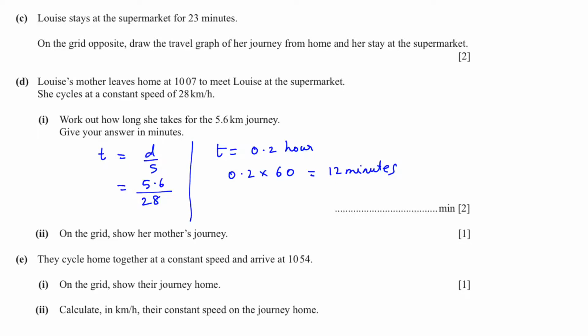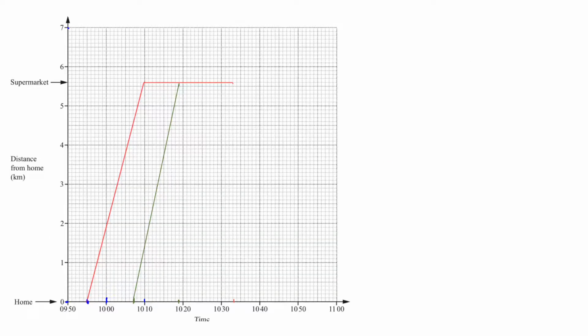Part 2. On the grid, show her mother's journey. So she leaves at 10:07 and she takes 12 minutes to reach the supermarket. The mother leaves at 10:07, that is here, and reaches after 12 minutes. So reaches at 10:19, which is here. Join the 2 points together. This is how her journey is.